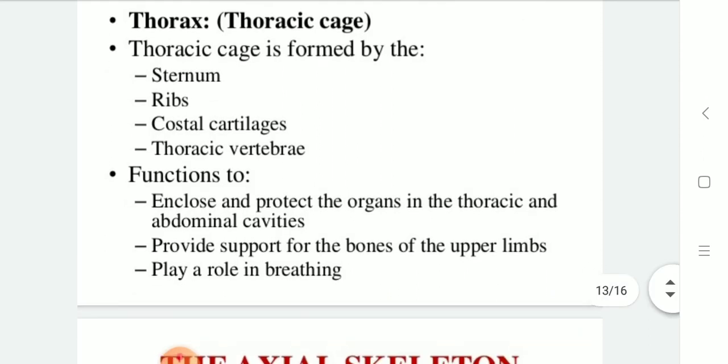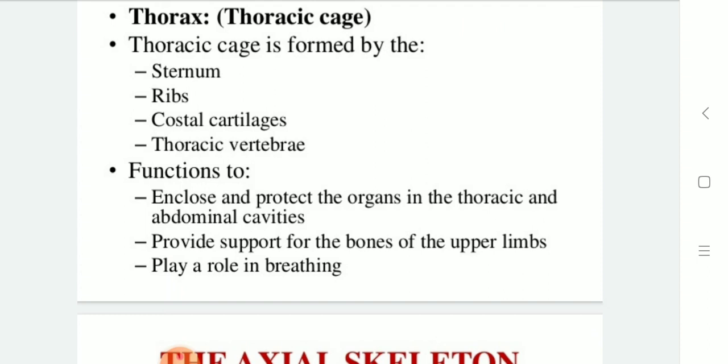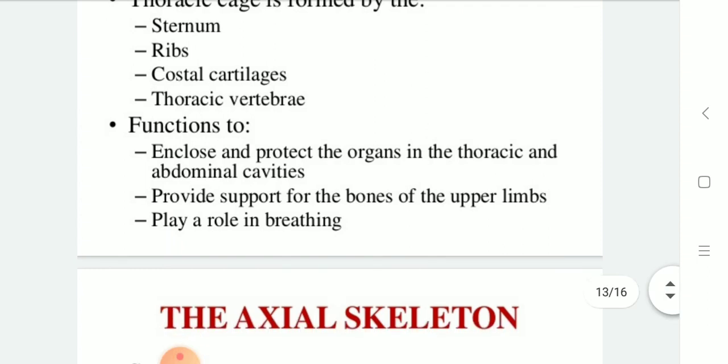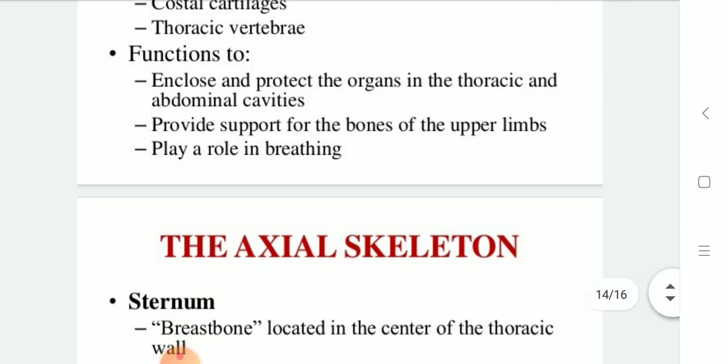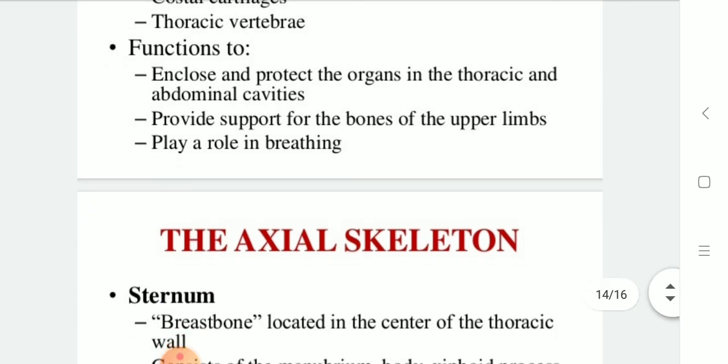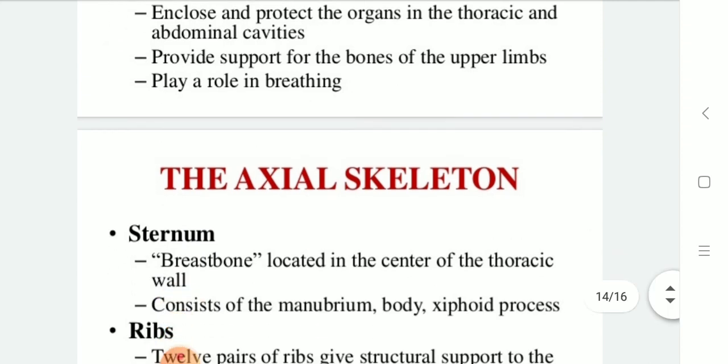The axial skeleton again, the thoracic cage. The thoracic cage is formed by the sternum, ribs and costal cartilage. It functions to enclose and protect the organs in the thoracic and abdominal cavities, provide support for the bones of the upper limbs, and play a role in breathing.